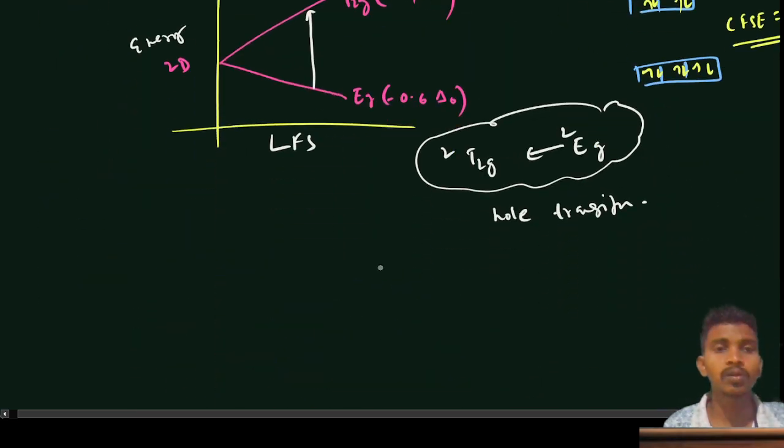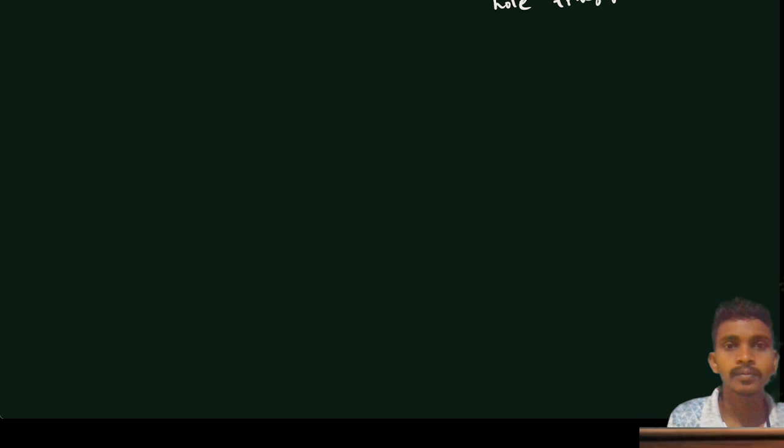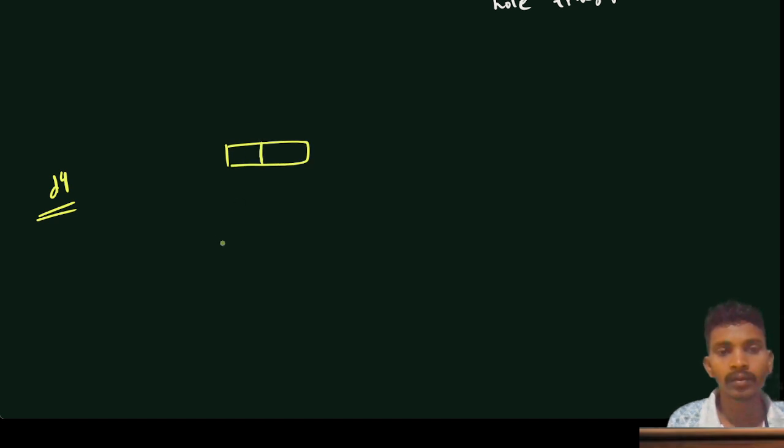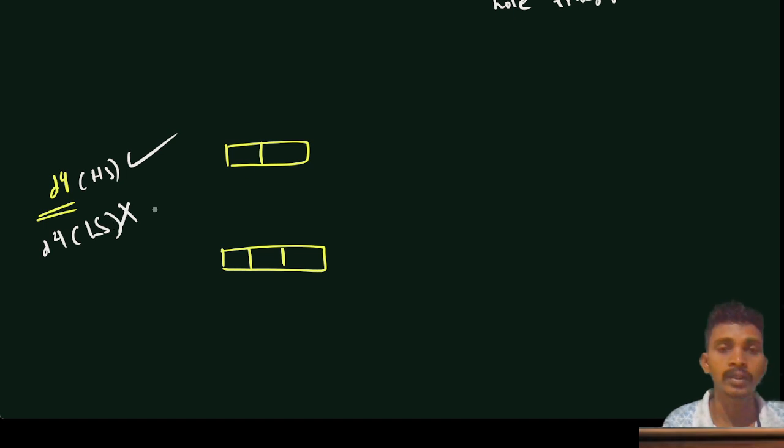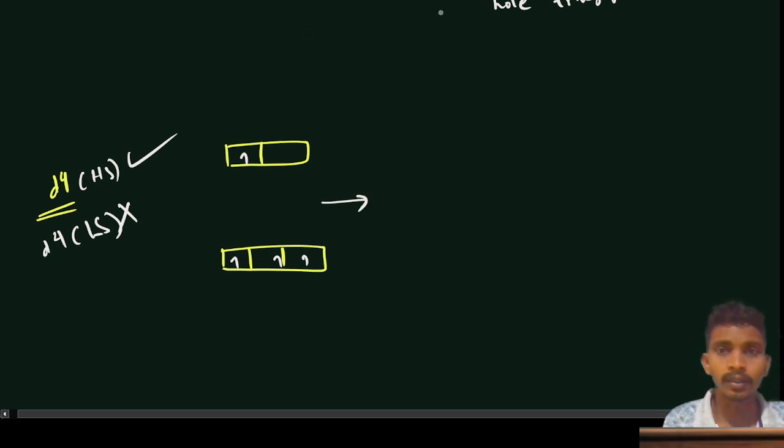Similarly, we can go for D4. So I will fill the electrons: 1, 2, 3. I will always fill high spin. D4 low spin is not allowed, only high spin for Orgel diagrams. So 1, 2, 3 and 4. Now I will do the Orgel diagrams.